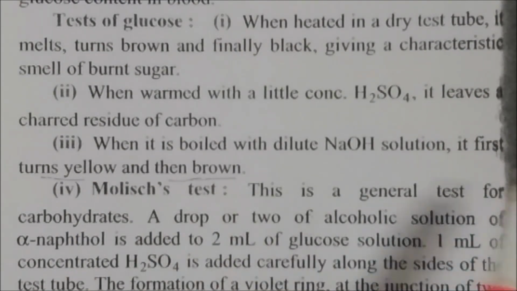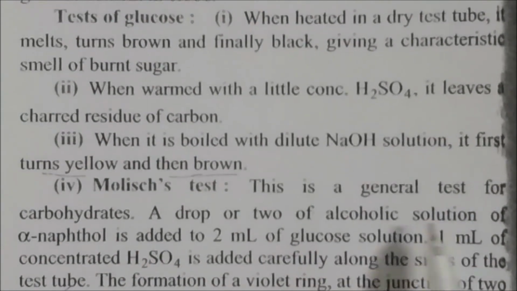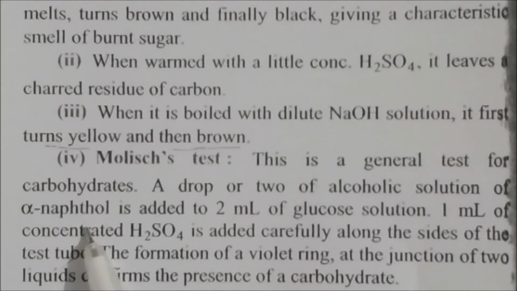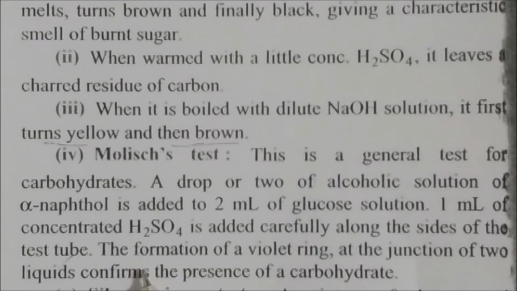Next is our Molisch test, a test for carbohydrates. You add 2 drops of alcoholic solution of alpha-naphthol to 2 ml of glucose solution, and thereafter 1 ml of concentrated H2SO4 is added carefully along the sides of the test tube. Then there is a formation of a violet ring at the junction of the two liquids, and this violet ring confirms the presence of carbohydrate.